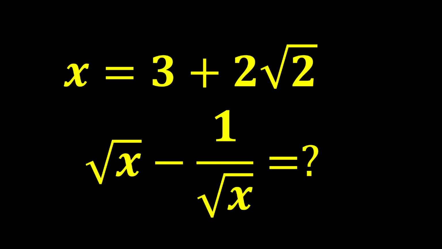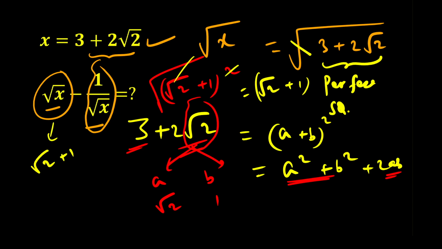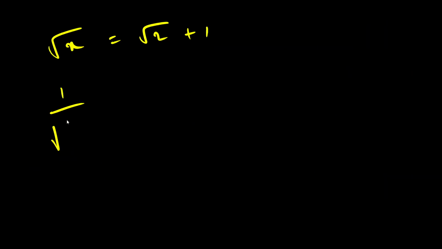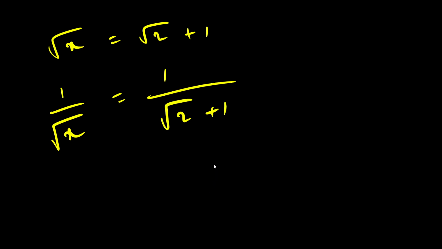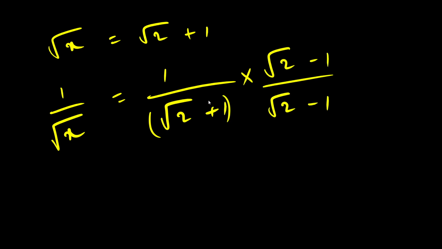And 1 by root x, so let us try to find that. Root x is root 2 plus 1, and 1 by root x will be 1 upon root 2 plus 1. But since we generally don't have surds in denominators, we rationalize them, right? So we will multiply by root 2 minus 1. We will multiply by the conjugate of this. The conjugate is the same numbers but with the opposite sign. So here we have plus, so here I have to use minus.